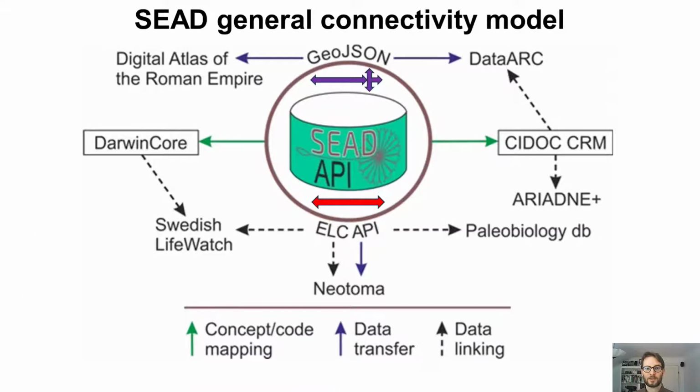So behind all this, SEED has a number of connectivity features, including an API for machine-based connection to other systems, and also export of GeoJSON for semantic networking projects and connecting to the archaeological record.